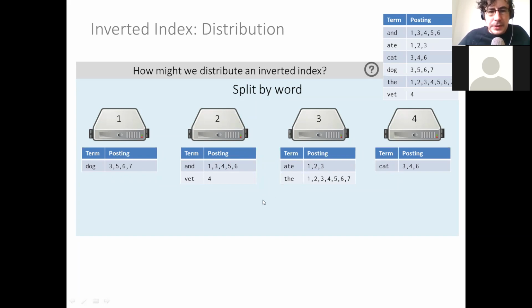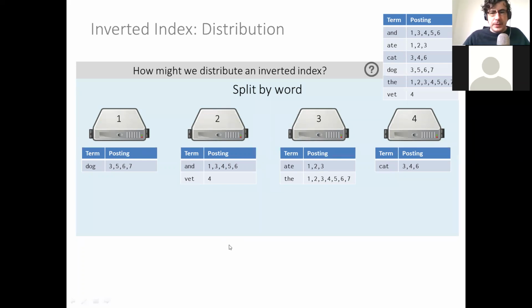all of the full posting list, all of the documents associated with each word on one machine. Okay, so what would the advantages of this be? Any ideas? Or disadvantages? Is it good? Is it bad? Does it make sense to do it like this? Any ideas?